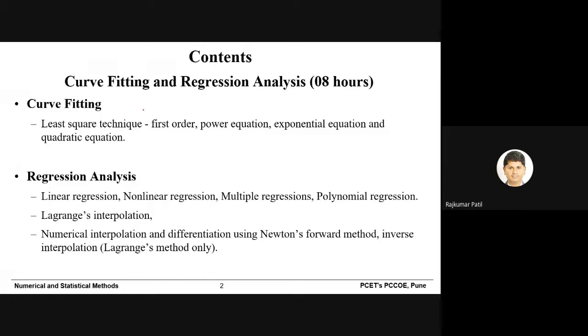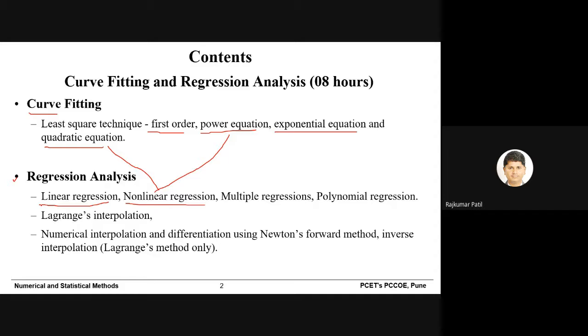The contents are curve fitting, in which we will see the least square technique. In least squares we need to understand how to prepare the first order equation, power equation, exponential equation, and quadratic equation. Then there is regression analysis, where we will see linear regression, that is fitting a straight line. In non-linear regression, we have to fit a curve, for example a power equation or quadratic equation or any other.